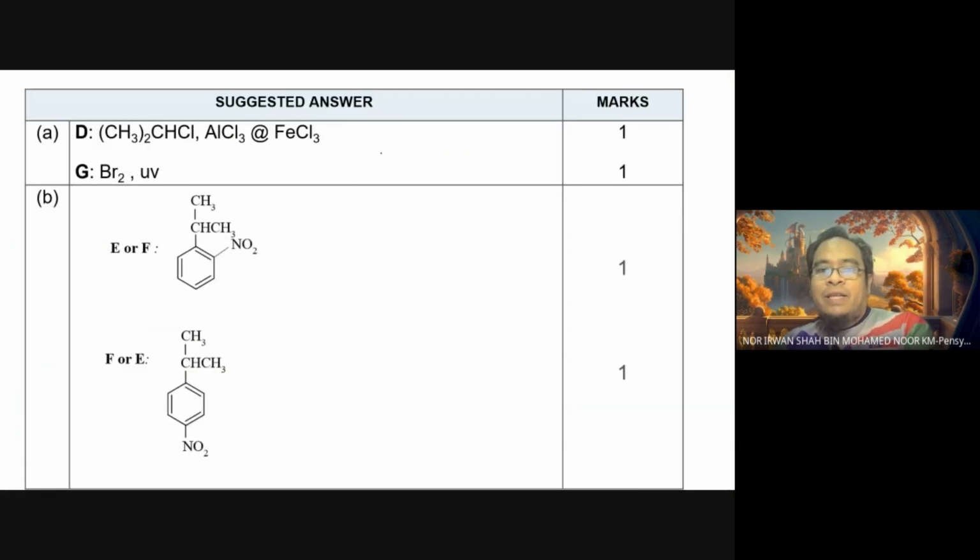Nampak? Ni tadi you dapat satu markah untuk D, satu markah untuk reagent G. Inilah tadi satu nitro pada position ortho, satu nitro pada position para. Ini pun satu markah, ini pun satu markah. Tak kisahlah kalau you kata ini E, ini F, ataupun kalau you kata ini F, ini adalah E. Okay guys, so daripada sini untuk question A dan B ada 4 markah kat situ. So total berapa markah? Total 7 kan?